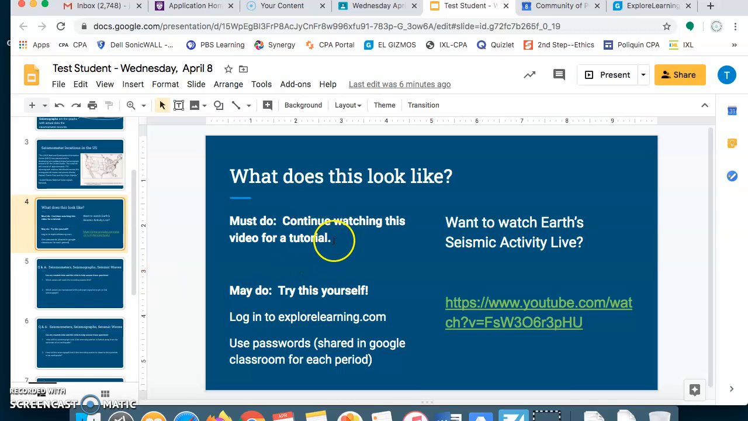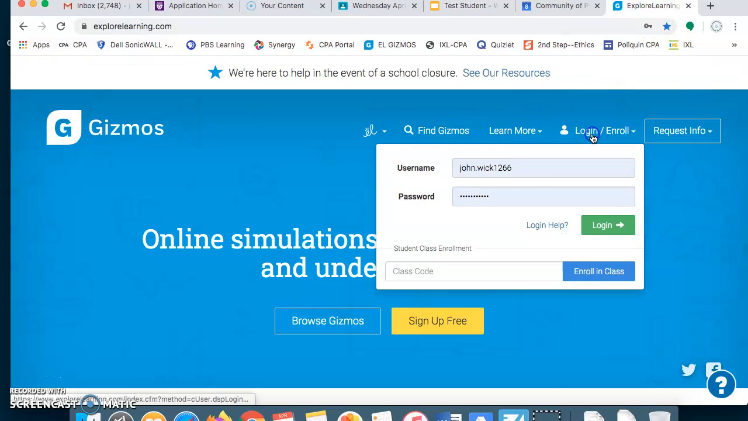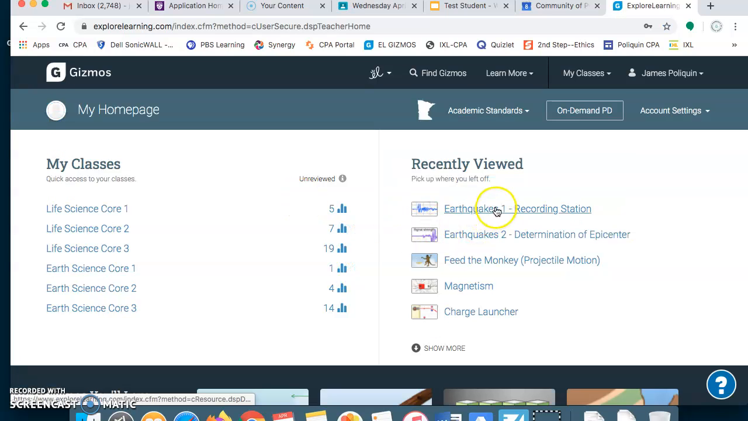So, as we keep watching, seismometers, seismographs, and seismic waves. While using the video, we're going to try and answer these couple questions. Which waves will reach the recording station first, and which waves are represented with a stronger signal strength on the seismograph? Well, to do this, again, I'm going to log in to our account at EL Gizmos.